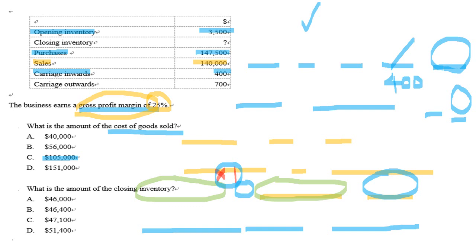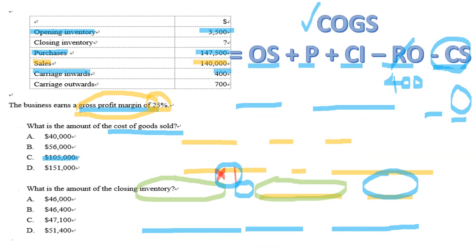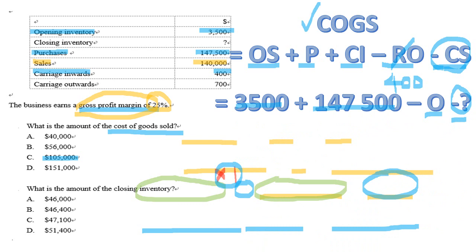Here, you are given the gross profit margin, and you are required to calculate the cost of goods sold. As far as we know, the cost of goods sold can be calculated by this means: opening stock plus purchases plus carriage inwards minus returns outwards and minus closing stock or closing inventory. So let us look at the figures. Opening stock here, 3,500. Purchases here, 147,500. Carriage inwards, we have carriage inwards here, 400. We missed this. Okay, 400 here.